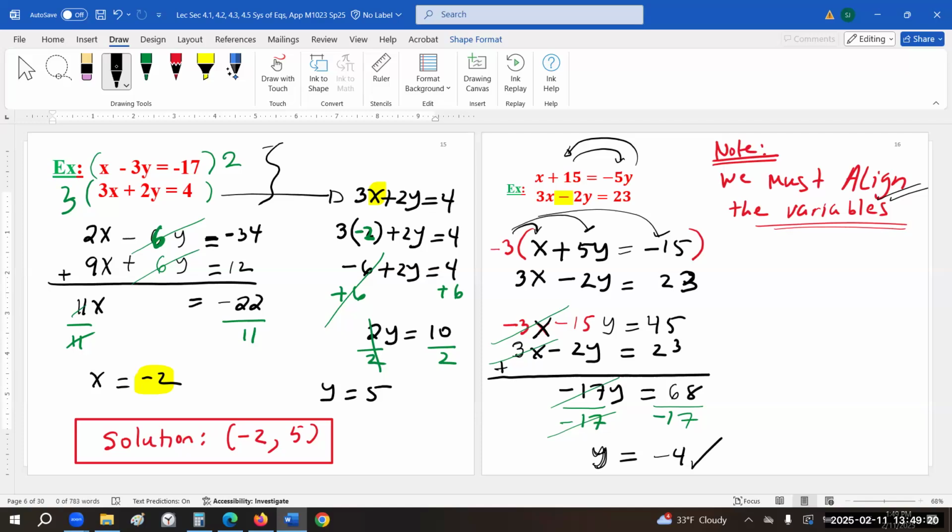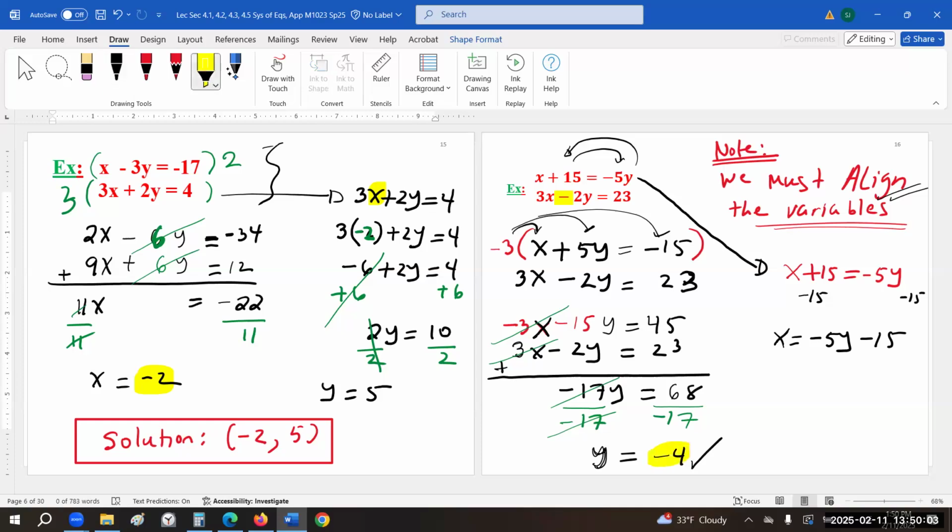So which equation do you want to use to solve for x? The first one or the second one? You can use the second one, but let me use the first one because my x is already alone there. Definitely you can use the second one, okay? No problem using the second one, but I want to save my time. So we have x plus 15 is negative 5y. We can subtract 15. So our x becomes negative 5y minus 15.